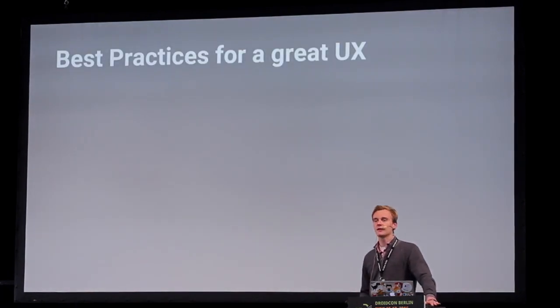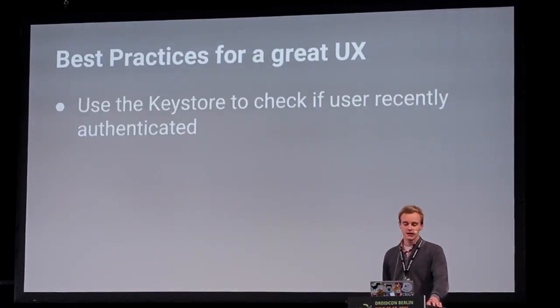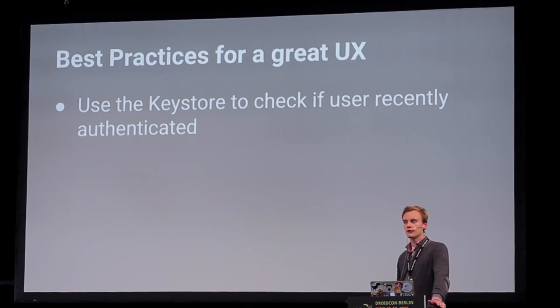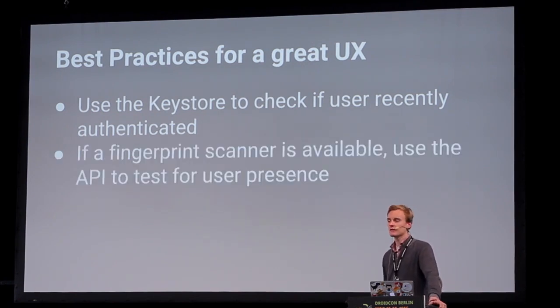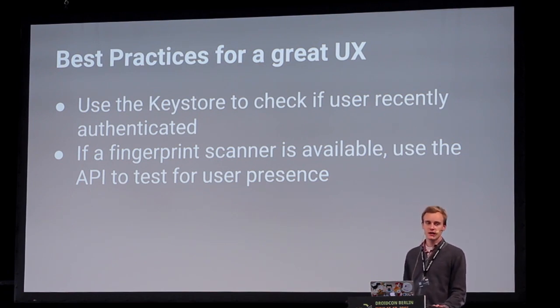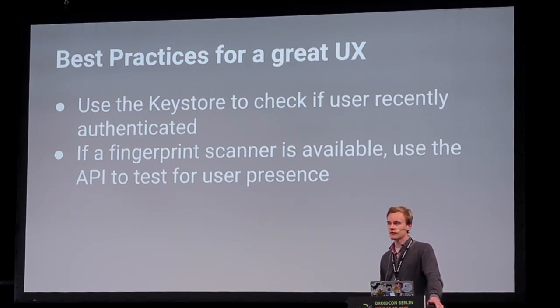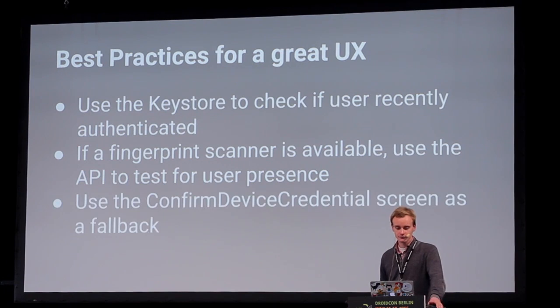So the best practices for a great user experience are to use the keystore to check if the user authenticated recently, so you don't have to show an authentication screen again. And if the fingerprint sensor is available, I would always recommend using it, because the users like it a lot. And as you've seen, the adoption of the secure lock screen just went from 50% to over 90%, and it's a quick and fast way of securely authenticating.